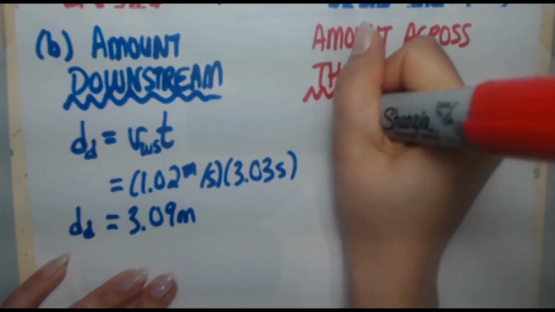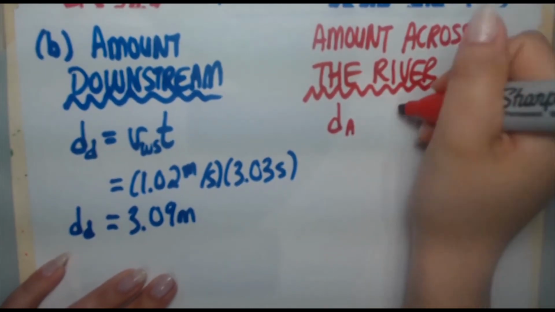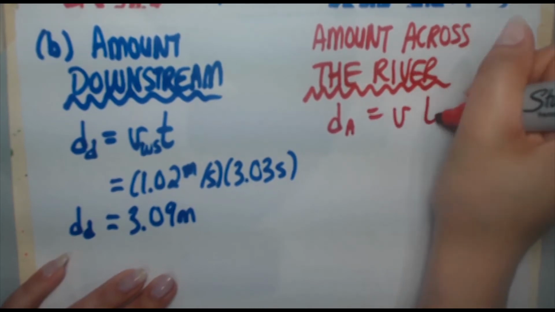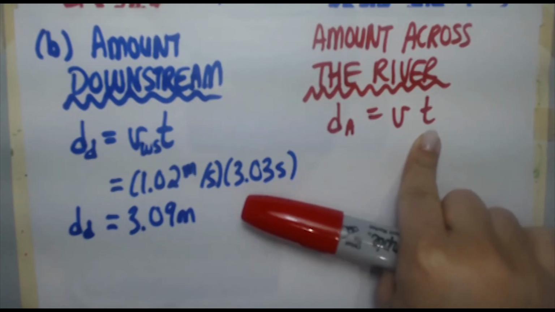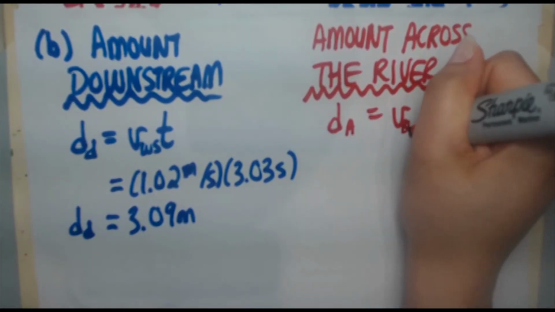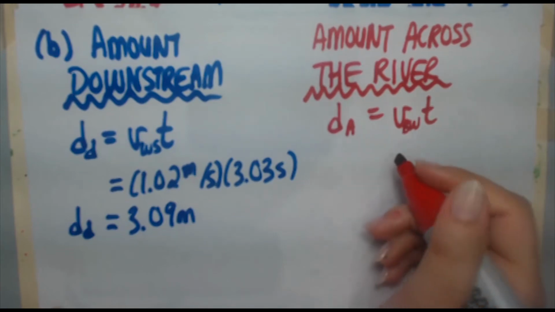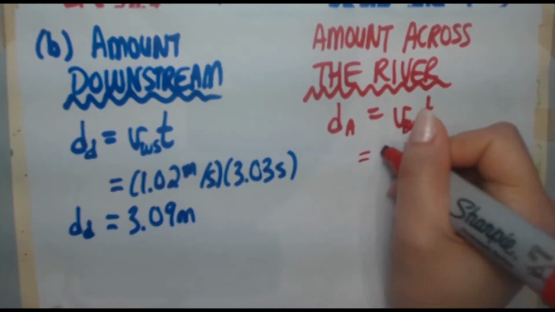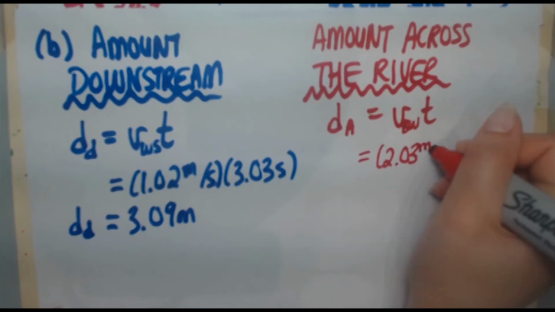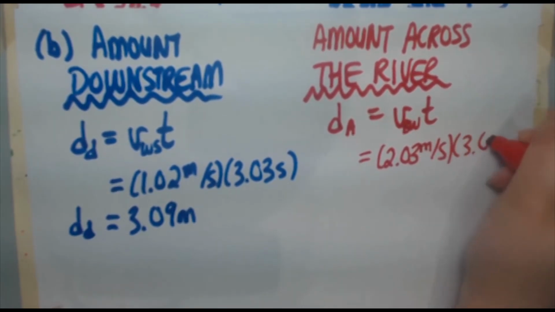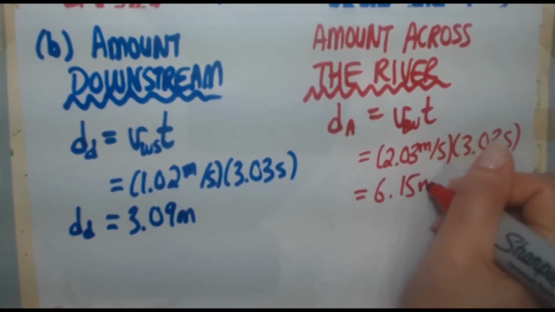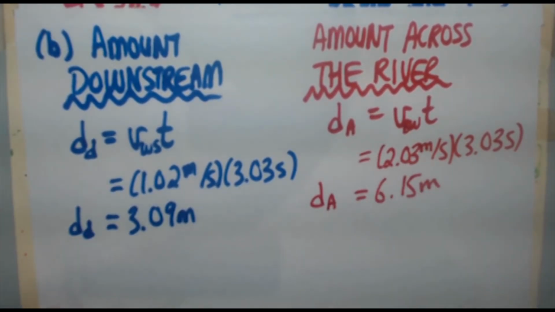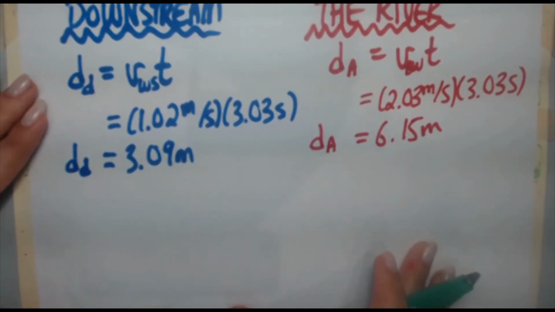We'll call it dA for distance across. Same formula, speed times time. Time is universal, you don't need to give it a subscript. The speed in this case is the boat relative to the water, since that is what gives it its tendency to go across. So VBW is equal to 2.03 meters per second times our time, 3.03 seconds. When you multiply the two of those together, you get 6.15 meters. And after this, there really isn't much more to this part of the problem. All you have to express is this.